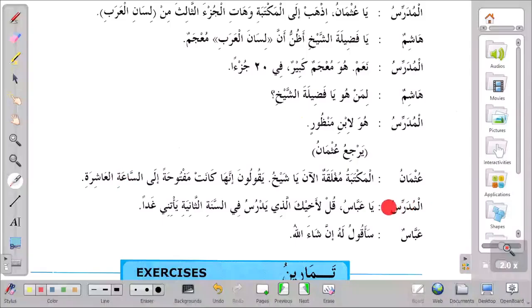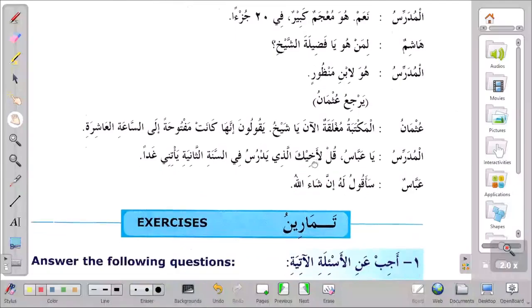Al-Mudarrisu, the teacher says, Ya Abbas, O Abbas, kulli akhika, say to your brother, Allazi yadrusu fi sanati thaniyati, the one who is studying in second year, Ya'tini gadan, that he should come to me tomorrow. Ya'tini gadan, ya'ti, you can remember, means he comes. Most of the time they ask you, ataita, you go to someone and he's like, have you come? So Ya'tini gadan, he should come to me tomorrow. Abbas replied by saying that Sa'akulu lahu insha'Allah. I will tell him insha'Allah. Hope that is clear.